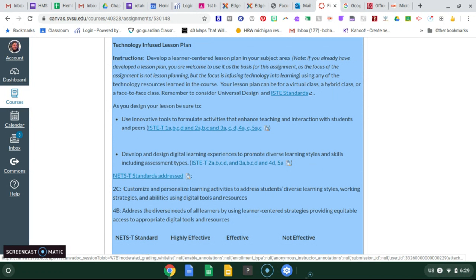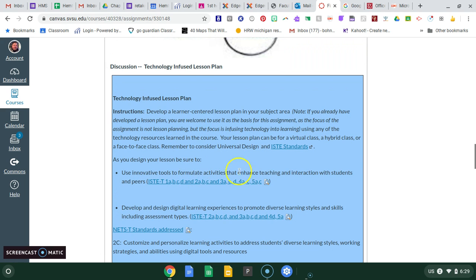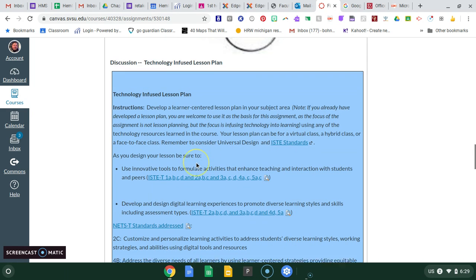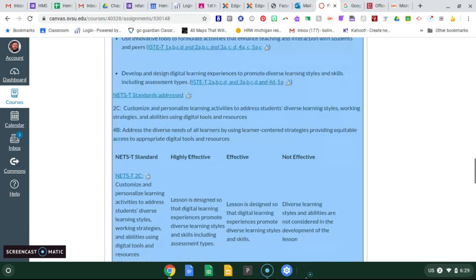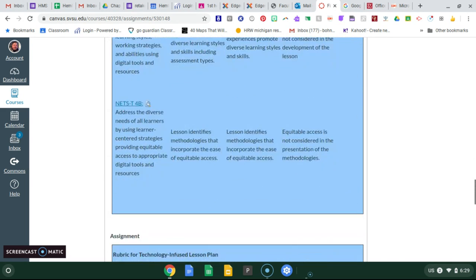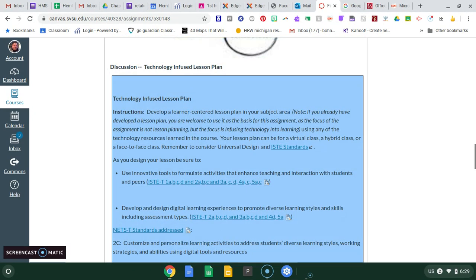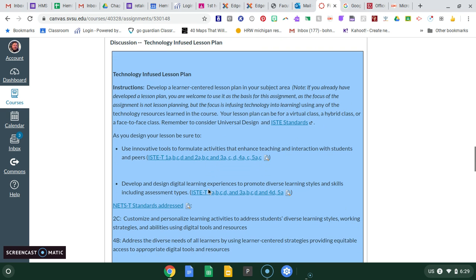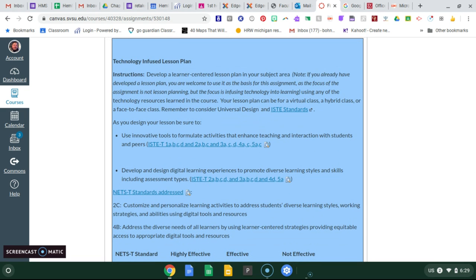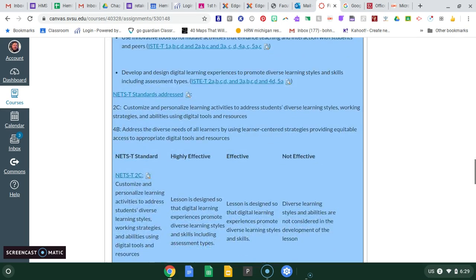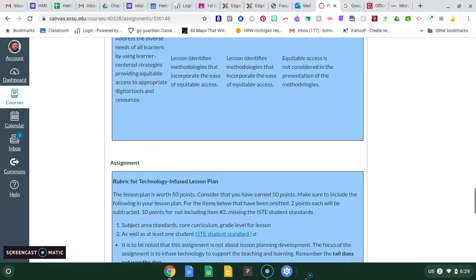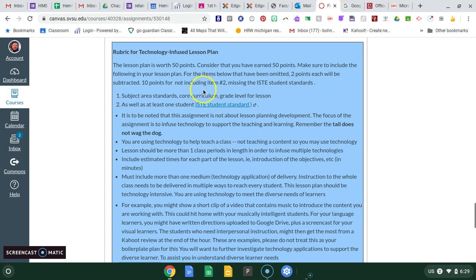So do that. Make sure you get down your standards that we're doing here. Make sure you use the standards that you are in your own class, plus the ISTE standards. I know this is probably the only time you're ever going to use an ISTE standard unless you're teaching a STEAM class. But that's a requirement of the class. So make sure you have something like that. Here's the rubric for it.